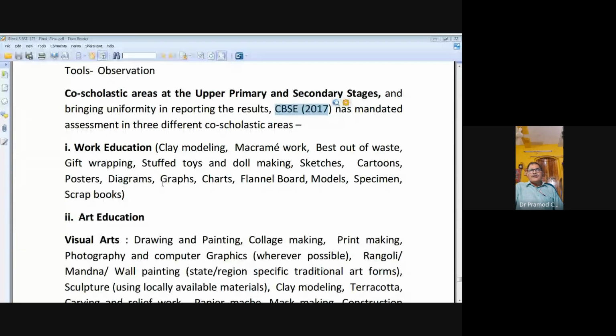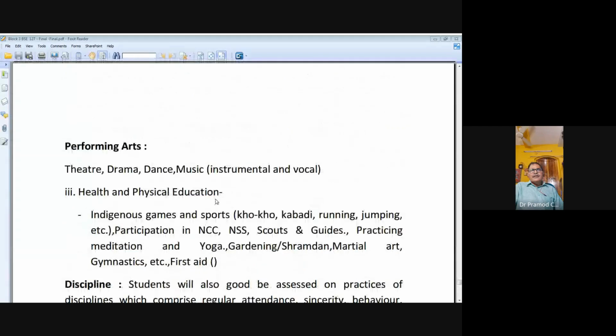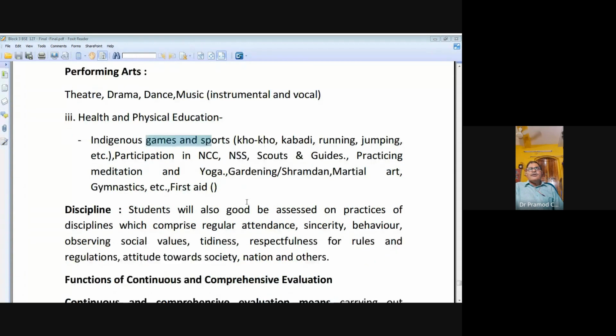Making various types of posters, diagram, graph, chart, panel box, model, specimen, scrapbook, whatever it may be, cartoon, doll making. In art, wall painting is there, traditional art is there, sculpture is there, clay modeling is there. All these things are there. In performing arts, drama, dance, music, which means we are taking into consideration all the aspects. Health and hygiene, games and sports we can take: kho-kho, kabaddi, running, jumping, etc. Participation in NCC, NSS, and also scouts and guides, yoga, gardening, all these things we'll have to take.